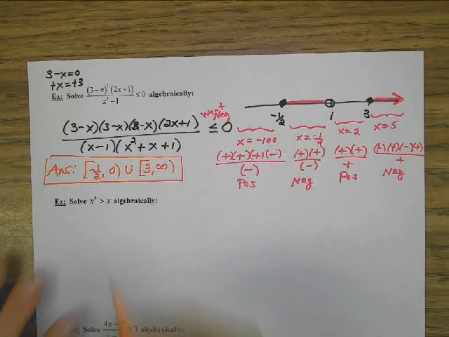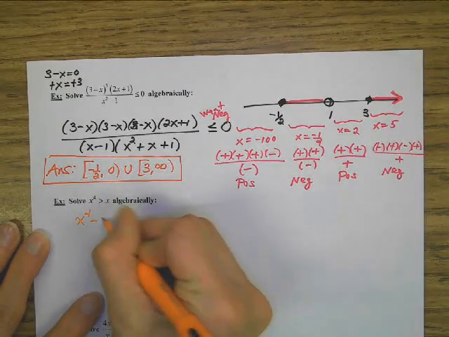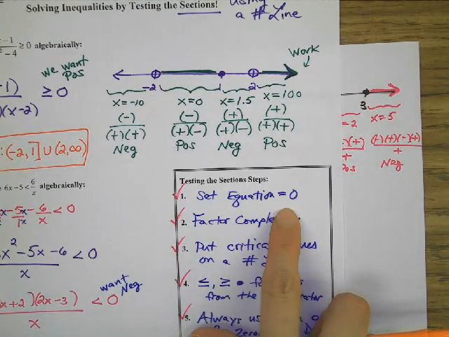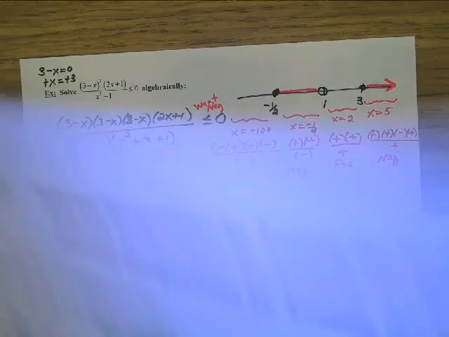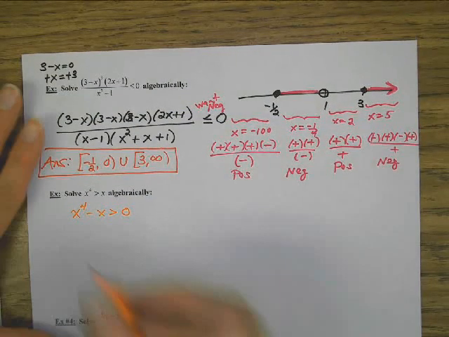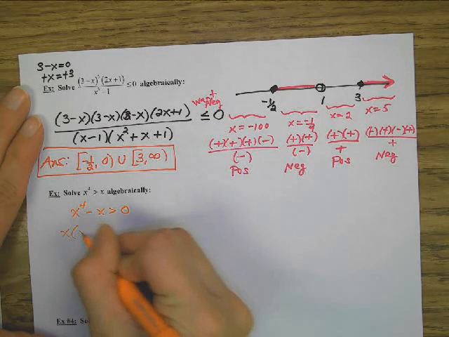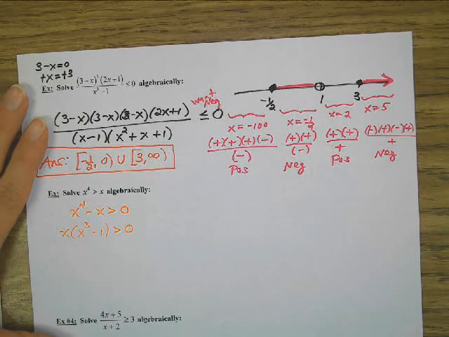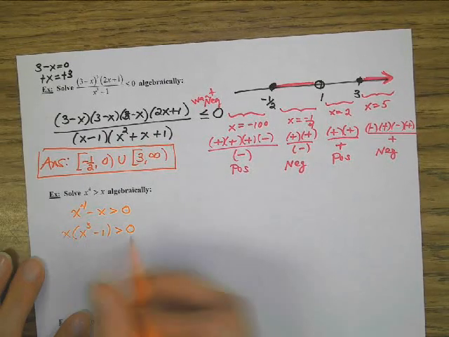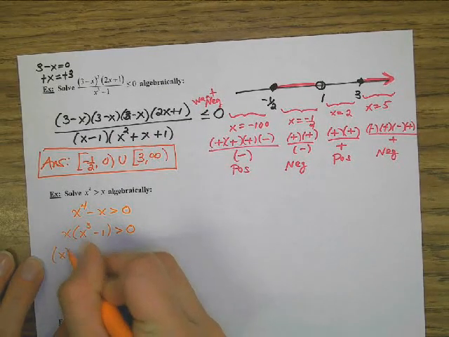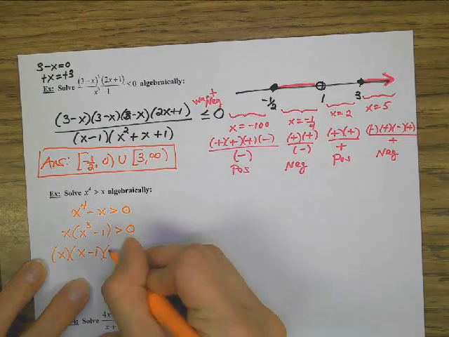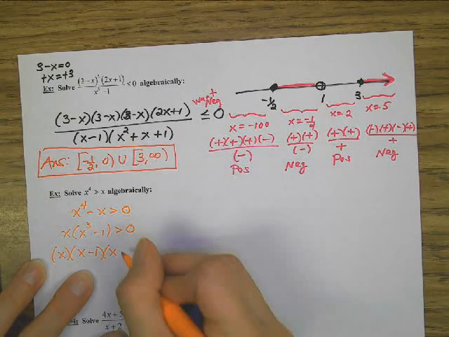The first thing I notice is I can take out an x, and that's x cubed minus 1. After that, a difference of cubes. So we've got x is our first factor. X minus 1 is the second factor. I feel like we just did this up here. X squared plus x plus 1 greater than 0. All right, what critical value is this going to give us? That's right, nothing.